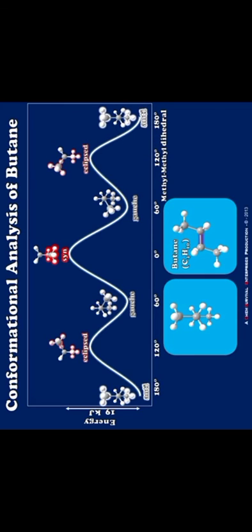So as you can see, it's all about the relative position of the larger groups in our Newman projection that tells us whether we're in anti, eclipsed, gauche, or syn conformation. And a molecule like butane is an excellent example of this.